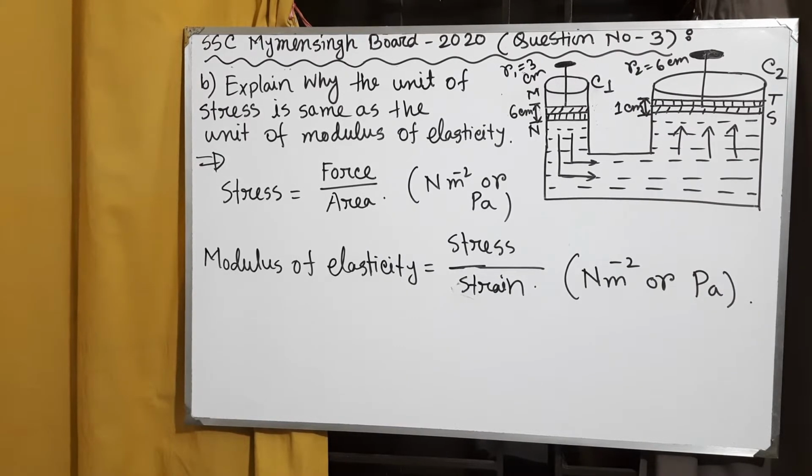On the other hand, stress means the force applied per unit area. Here you see on the board, stress equals force per area, and the unit of stress is also Newton per meter square or Pascal. So according to this analysis, we can say that the unit of stress is the same as the unit of the modulus of elasticity.